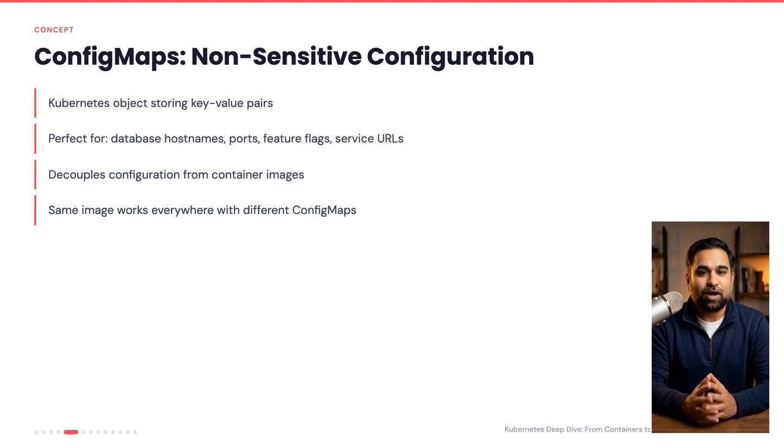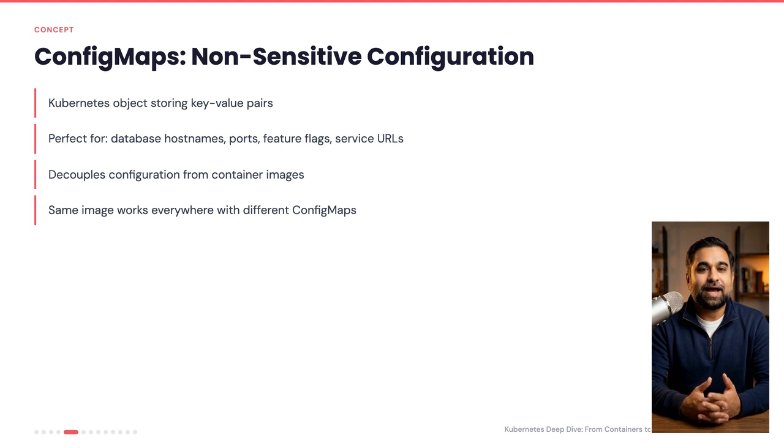Second, you can mount configuration as files. Kubernetes creates a directory in your container and populates it with files containing your configuration data. This is perfect for configuration files, certificates, or any scenario where your application expects to read from a file. Most applications use a combination of both: environment variables for simple settings, mounted files for complex configuration.